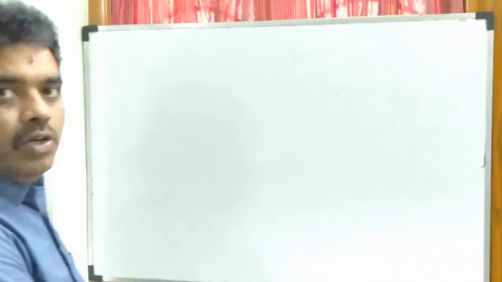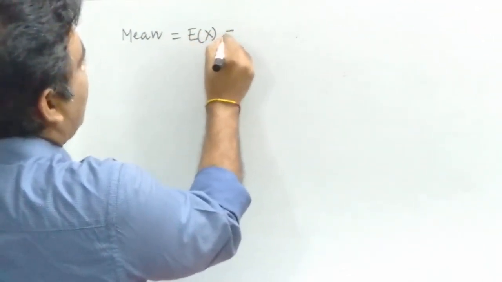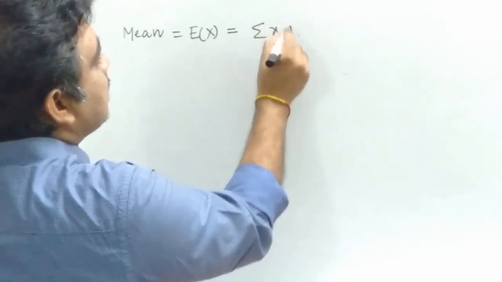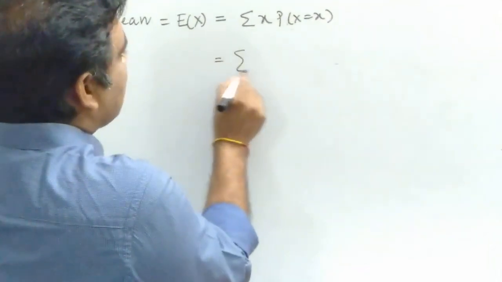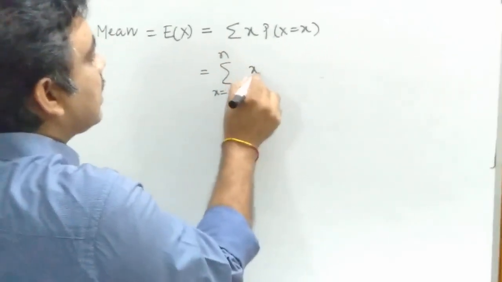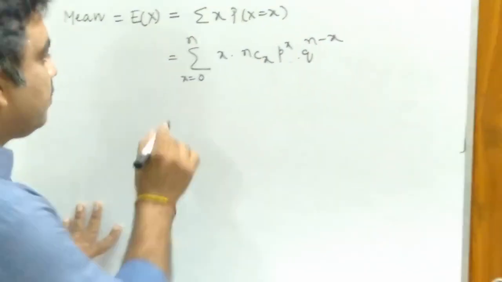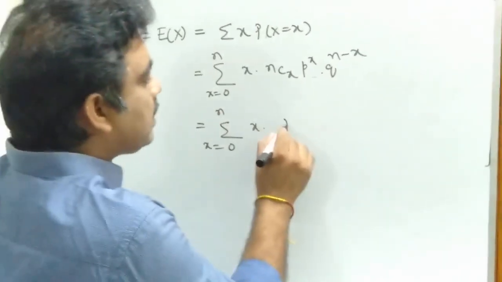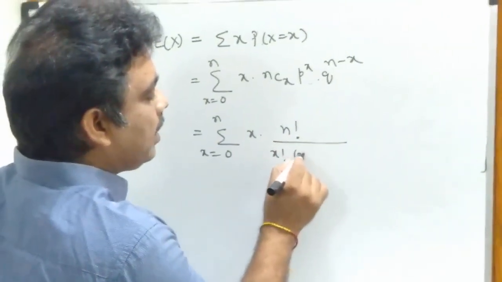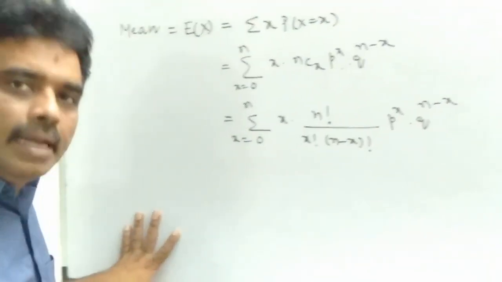Now, to find the mean of the distribution. We know the mean formula for any distribution: the mean is denoted by the expected value of x, that is the summation of x times the probability density function P(x). So here, the summation from x = 0 to n of x into nCx p^x q^(n-x). This is the summation from x = 0 to n of x into n factorial by x factorial into (n-x) factorial, into p^x into q^(n-x).